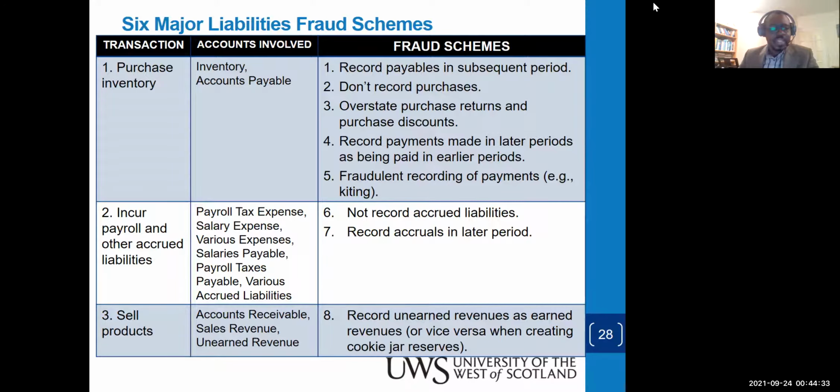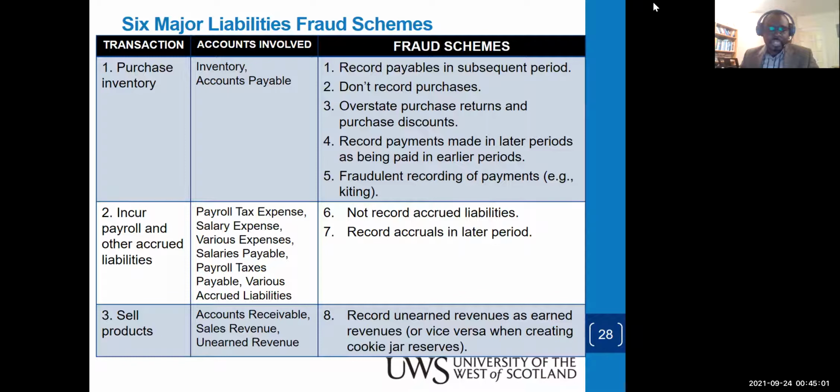The second transaction could incur payroll and other accrued liabilities. What accounts will be affected as usual? Payroll tax expense, salary expense, various expenses, salaries payable, payroll taxes payable, and other various accrued liabilities. What they could do here is not record the accrued liabilities, and also not record accruals in the later periods.